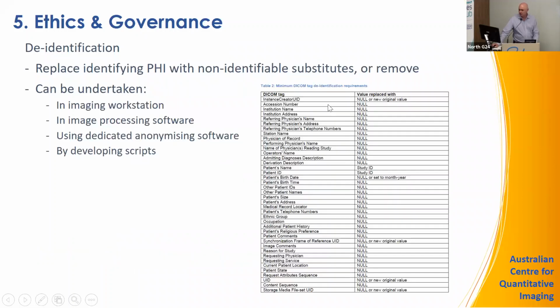So generally what we'll do is de-identify that information. So replace all of the potentially identifiable information with just null strings, or replace them with things like trial IDs, provided those trial IDs can't be traced back to the patient. And that can be undertaken often in the imaging workstation where the images are acquired, in subsequent imaging processing software, or dedicated anonymizing software, or whoever's collecting the data may have scripts in place to be able to remove that information.